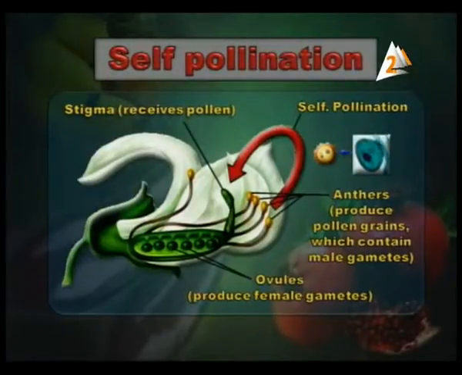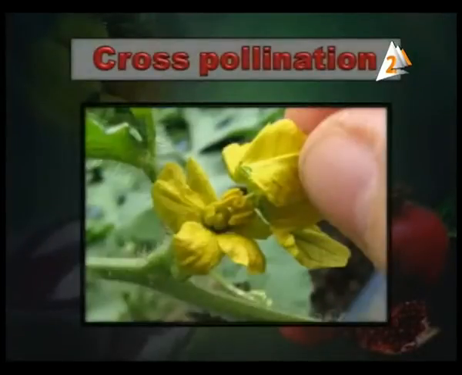The second type is called cross-pollination. At this moment, we found that the pollen grains are transported from the anther of one plant to the stigma of another plant, but they must be from the same species.